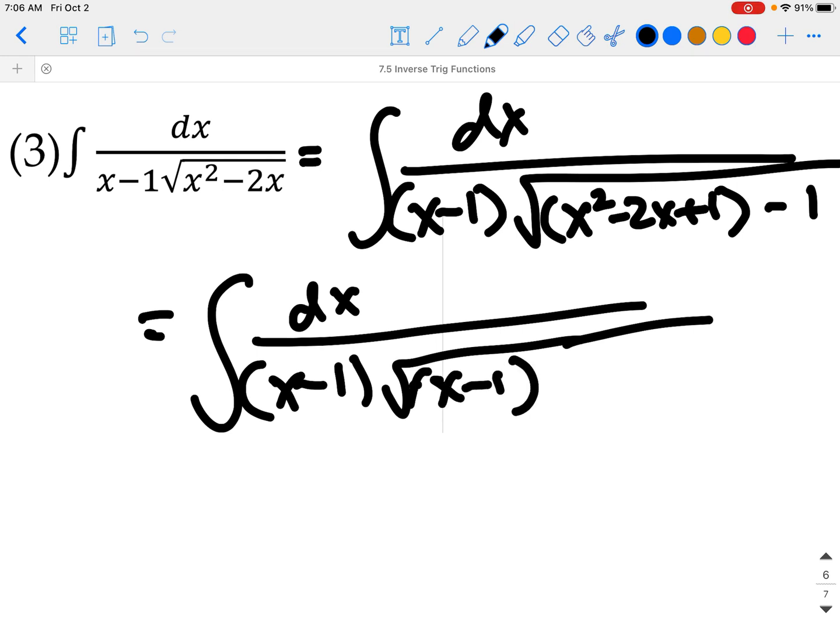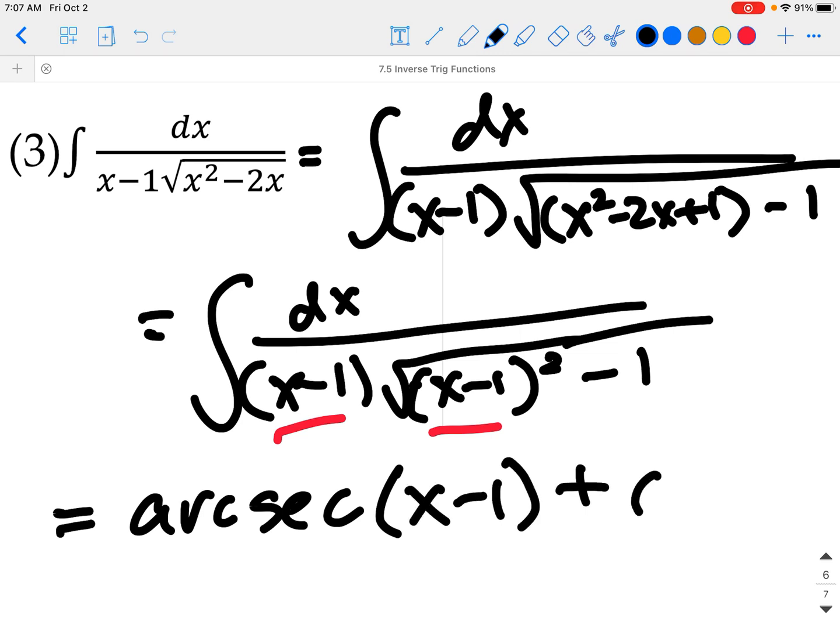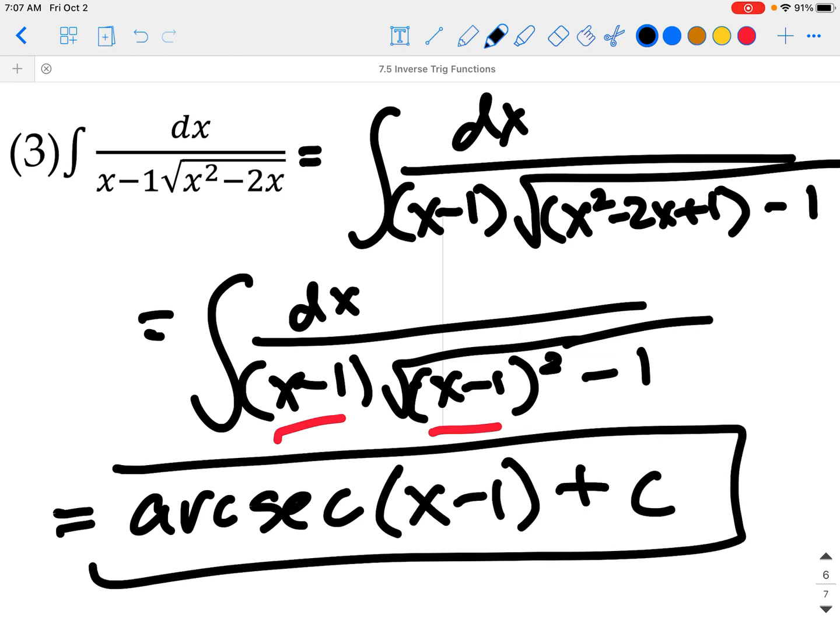So we got x minus 1 squared minus 1, so that fits the form. Clearly we can see u is going to be x minus 1, but we don't really have to do a substitution because there's no chain rule that we have to worry about in terms of coefficients. So we're just going to end up with arcsecant, and 1 over a is just 1 because a is 1. So it's going to be arcsecant of x minus 1 plus c.